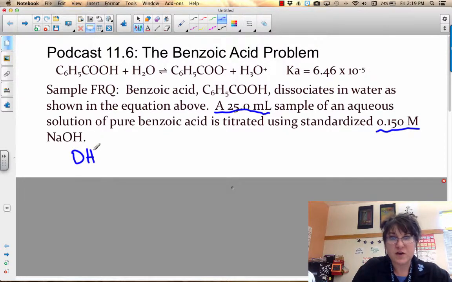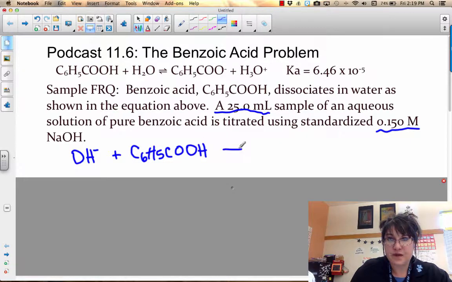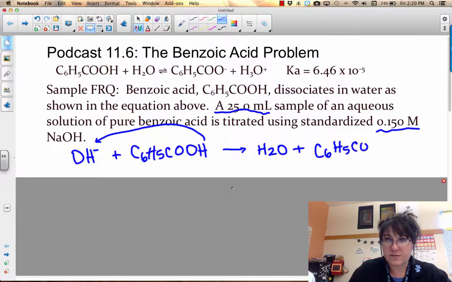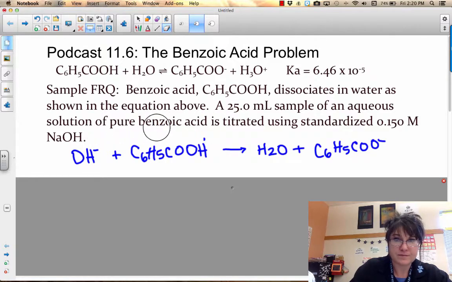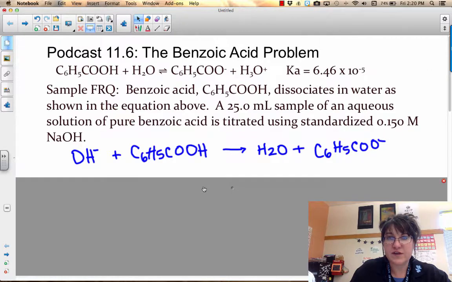Sodium hydroxide is a strong base, and it completely dissociates into sodium ions and hydroxide ions. For that reason, I am going to ignore the sodium ions because they are spectator ions. And in this reaction, the hydrogen ion is going to react with the hydroxide ion, and that leaves me with water, of course, because it's an acid-base reaction, and the sodium benzoate, or the benzoate ions, dissolved in our solution. Remember, ions have to have charges, so don't forget to write the charge of the benzoate or the hydroxide in. So there's our balanced equation for the titration.